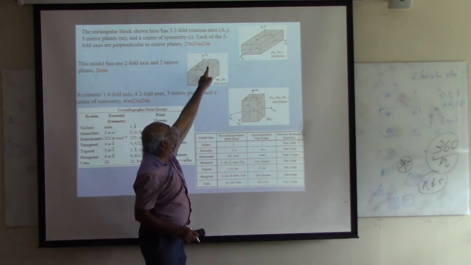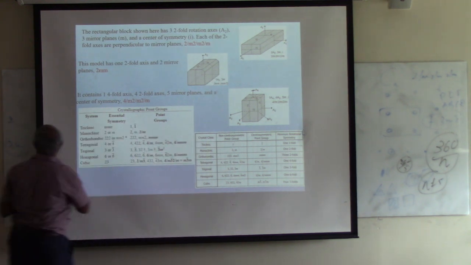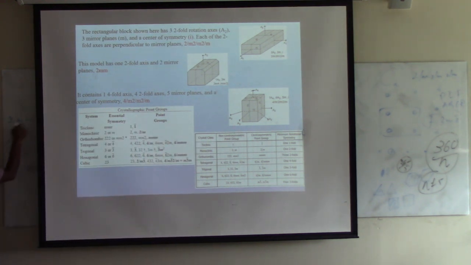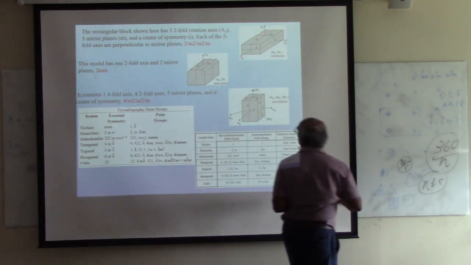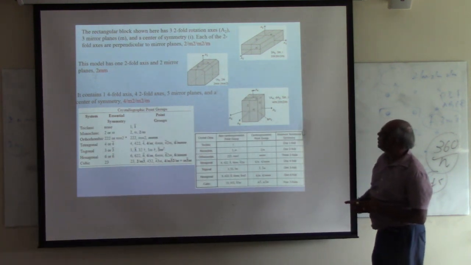Then how many mirror planes do I have? 2, but none of them is perpendicular. This is wrong, right? You only write 2m. Please remember those notations. So you can look at this one also, how that one should look.